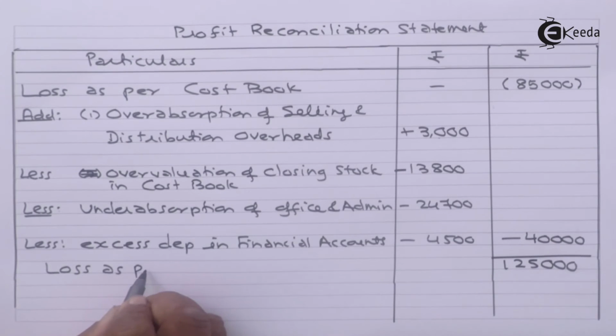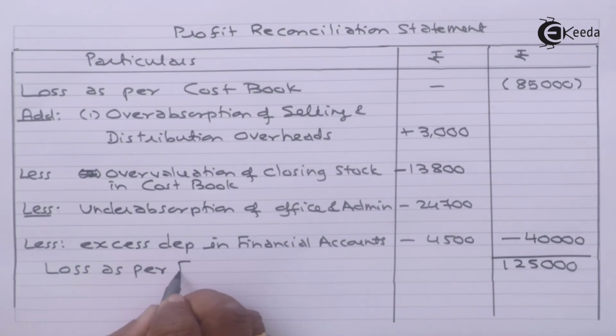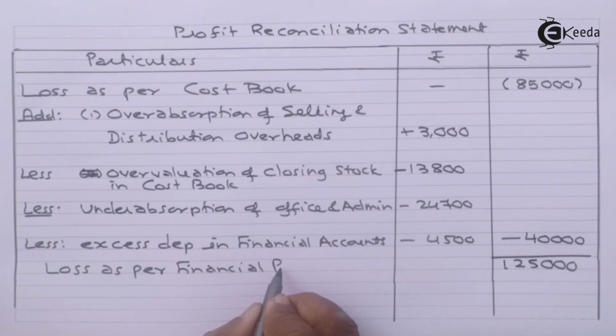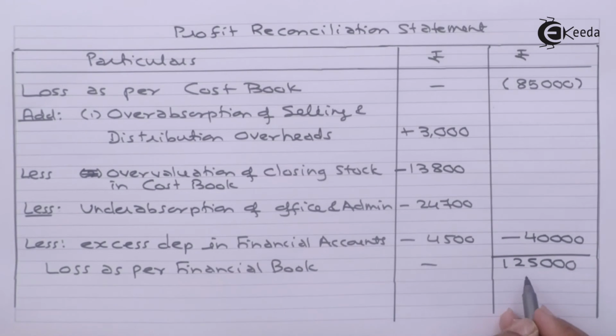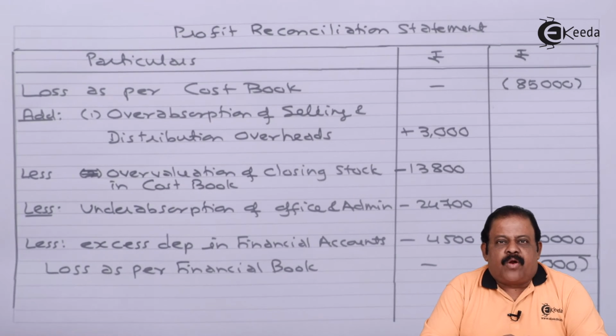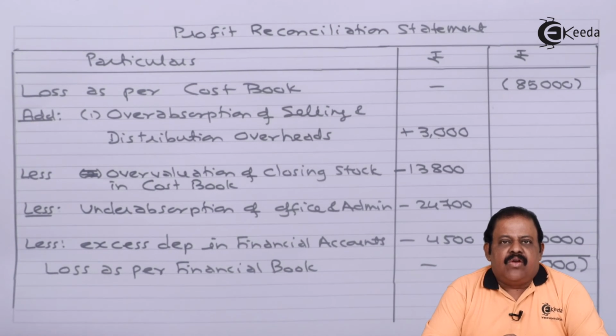So this will be loss as per financial book. If this figure we get positive, then it would have been profit as per financial book. This is also a loss, it's a negative figure. So we have learned how to prepare profit reconciliation statement when loss as per cost book is given.